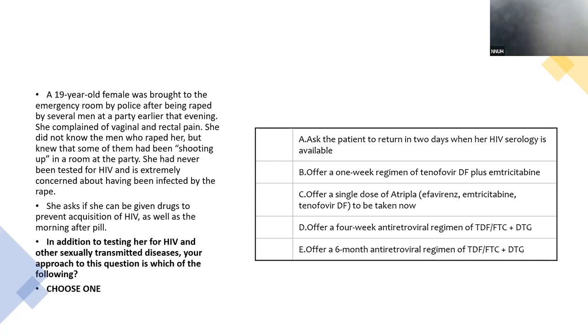In addition to testing her for HIV and other sexually transmitted diseases, your approach to this patient is which of the following: ask the patient to return in 2 days when her HIV serology is available; offer a 1 week regimen of tenofovir plus emtricitabine; offer a single dose of a triple antiviral to be taken now; offer a 4 week antiretroviral regimen; offer a 6 month antiretroviral regimen. The answer is the 4 week regimen. Four weeks? Yeah. Excellent. All right.